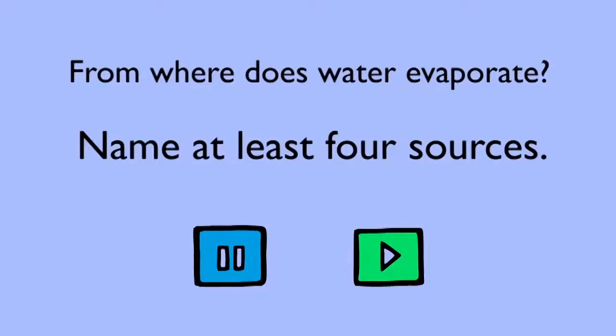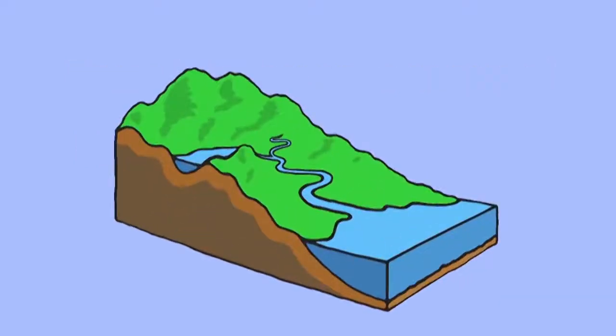Some correct answers include any body of water, from a puddle to a pond, from a pond to a lake, from lakes to rivers, and from rivers to seas. All of these act as bodies of water that can be evaporated. The water is turned into a vapour and goes into the air.